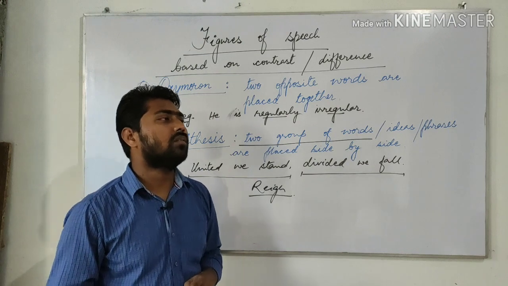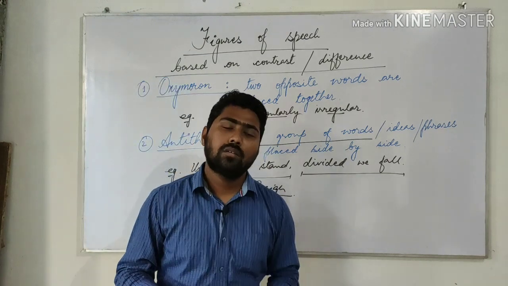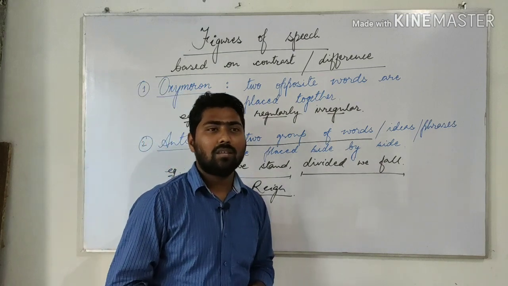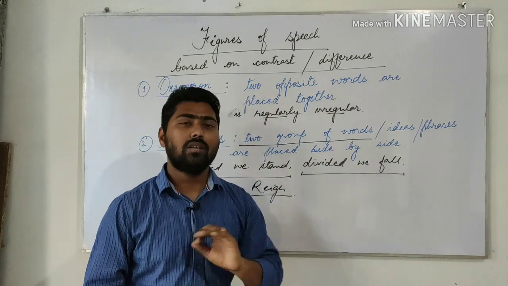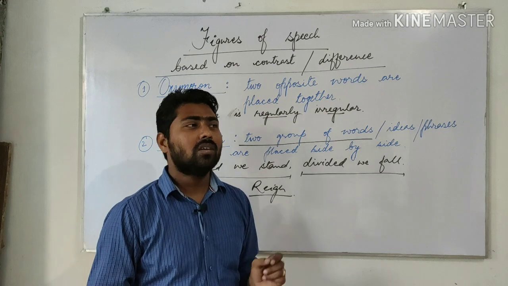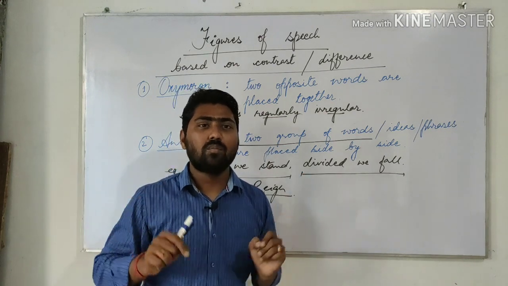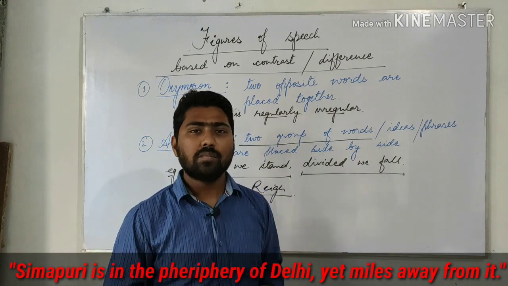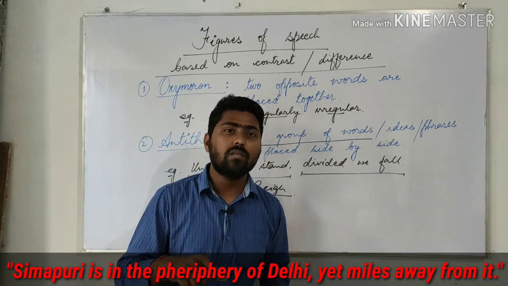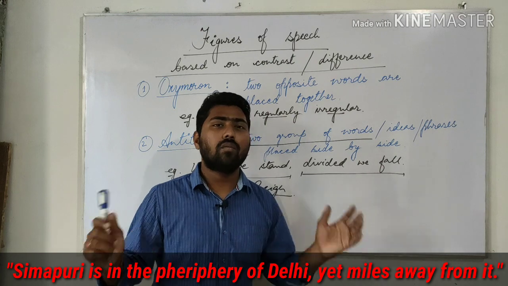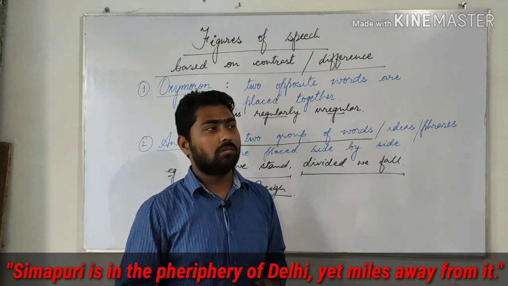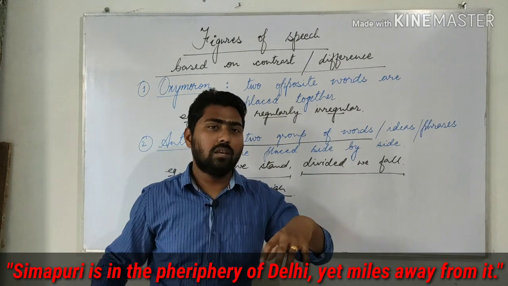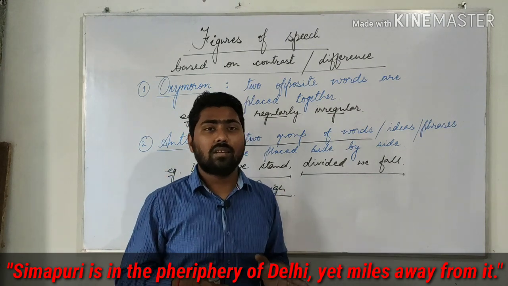And one more quote we can take from the class 12 Flamingo book, where in her chapter she talks about Seemapuri, a place for rag pickers. She says that Seemapuri is in the periphery of Delhi, but yet it is far away from Delhi. So periphery of Delhi means within the area, yet far away from Delhi. So it has a different sense there.